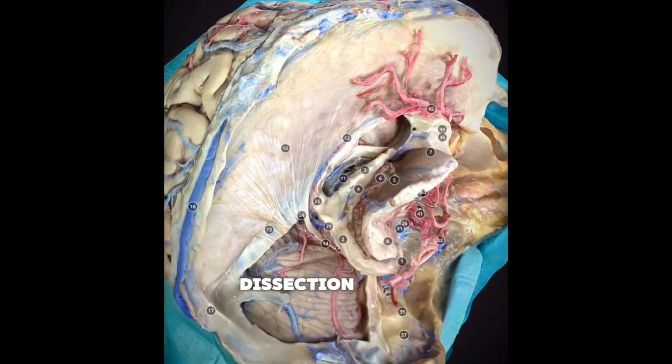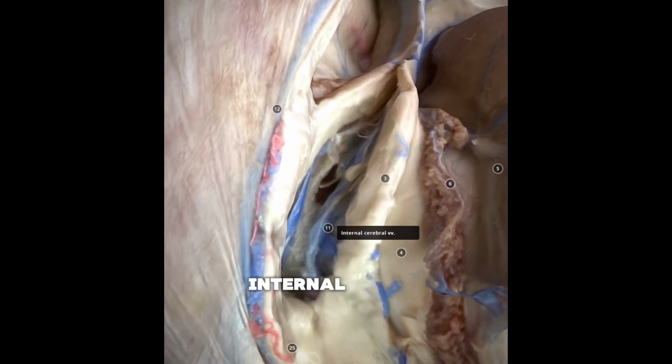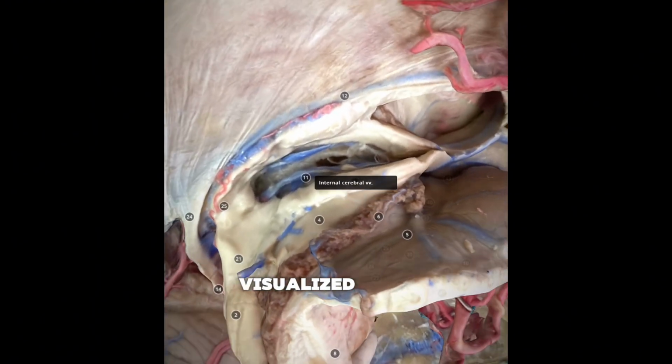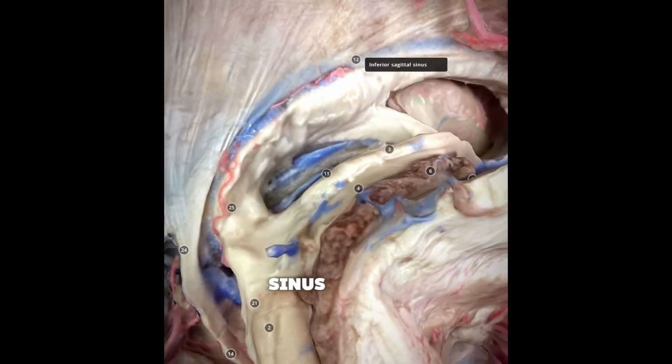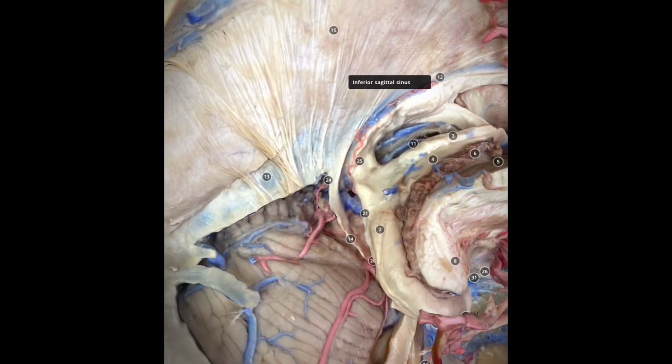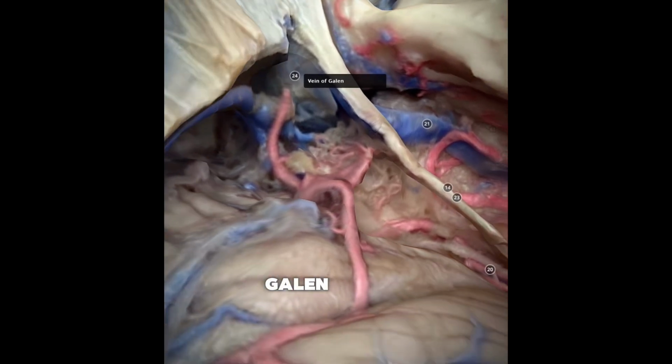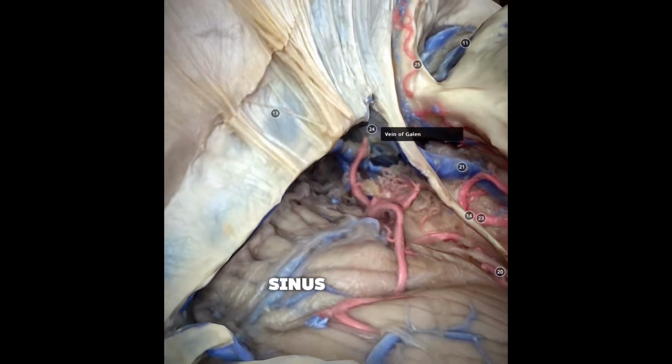Upon further dissection of the basal structures, the internal cerebral veins are visualized. Additionally, we can observe the inferior sagittal sinus, which joins the vein of Galen to form the straight sinus.